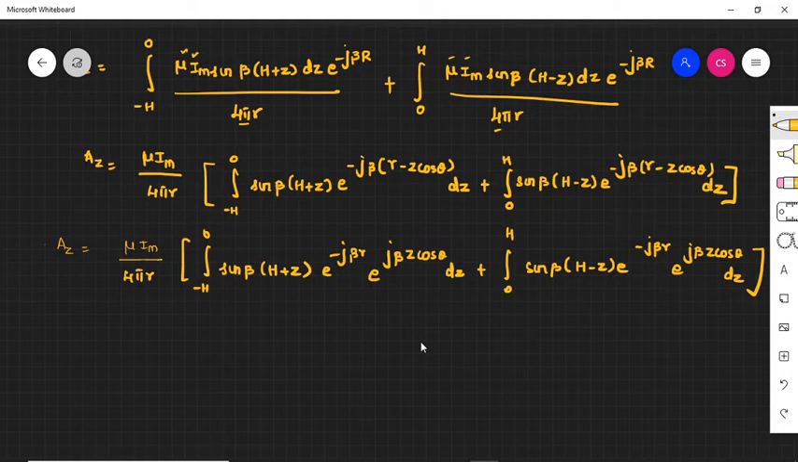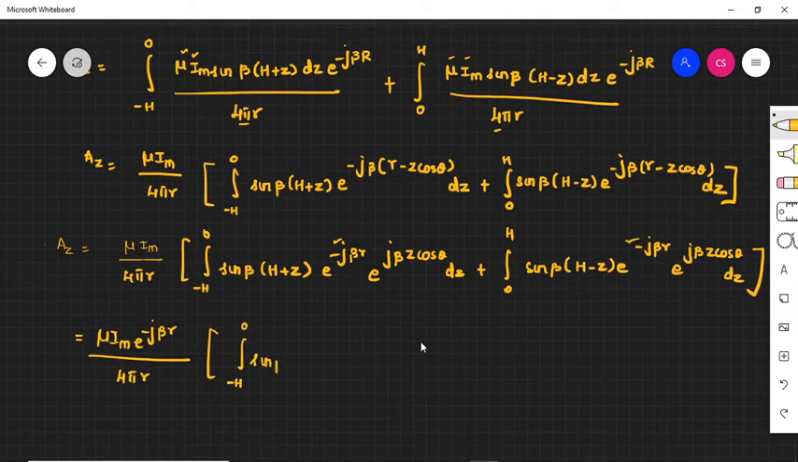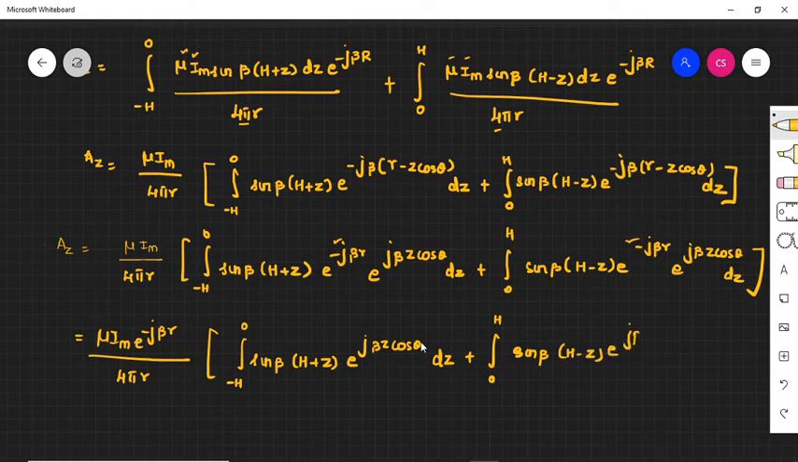Fine. Now let us simplify this further. Once again we can see that minus j beta r is common in both the terms, so we can write it commonly outside. So this becomes mu Im e power minus j beta r divided by 4 pi r into integration of minus h to 0 sine beta of h plus z e power j beta z cos theta dz plus integration of 0 to h sine beta of h minus z. This term has gone outside. So into e power j beta z cos theta into dz.